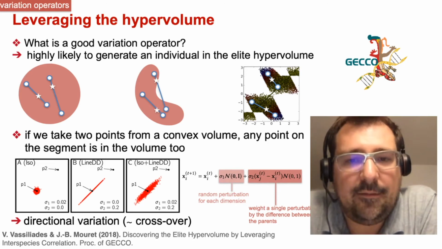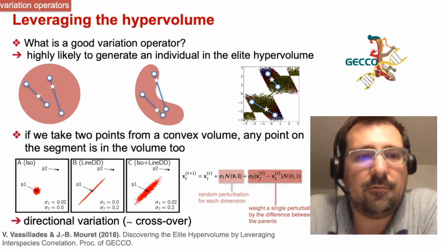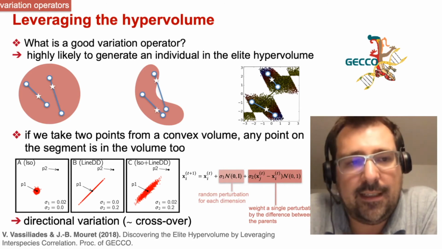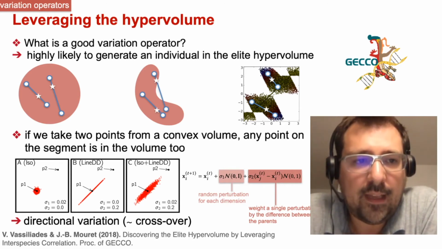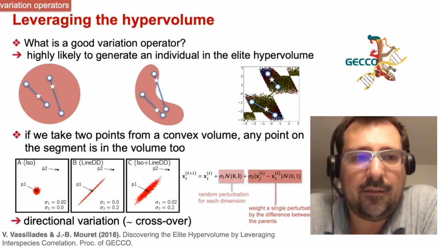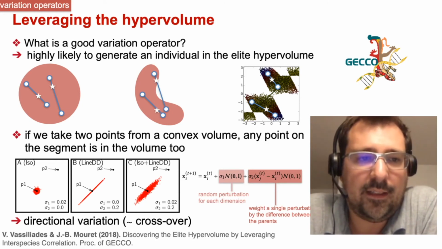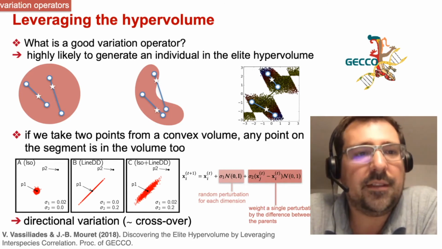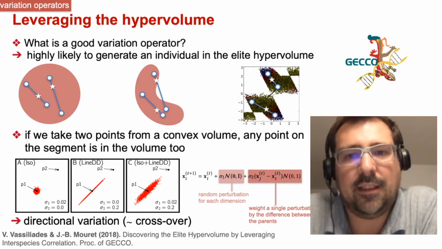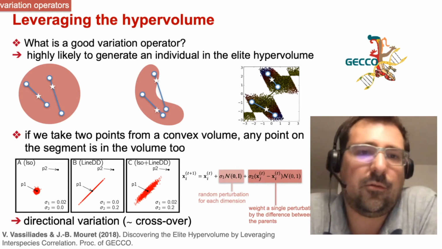A surprising thing is that we already know such operators, and they are crossover operators. If we take two elites from the hypervolume and we blend them somehow, if the hypervolume is convex, which is what we have on the left here, the circle, you see that you're guaranteed to generate something that is also in the hypervolume, so also an elite. So given two elites, you generate a new elite, which is quite useful.